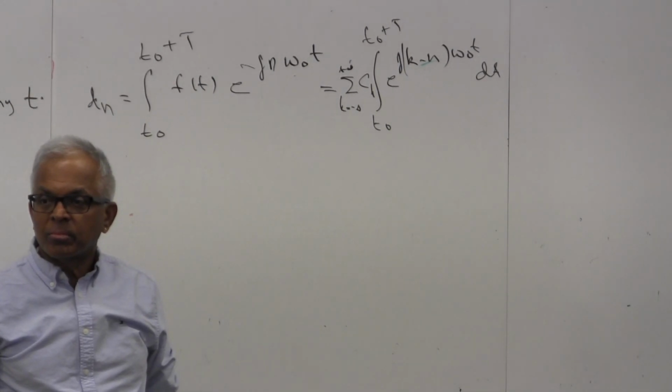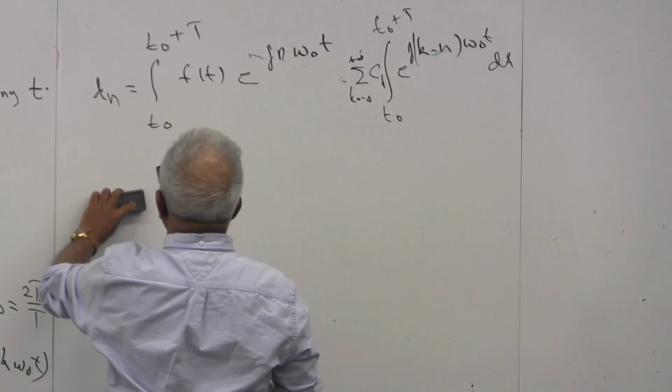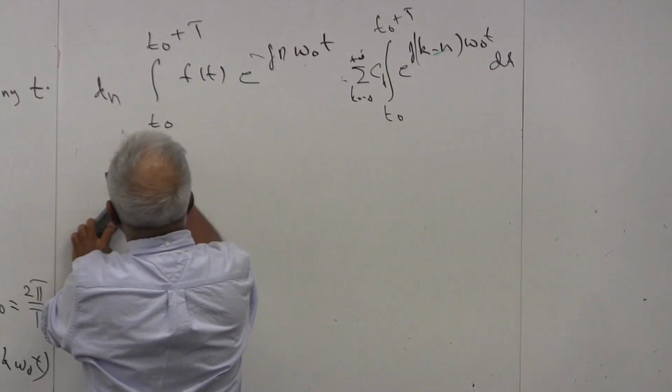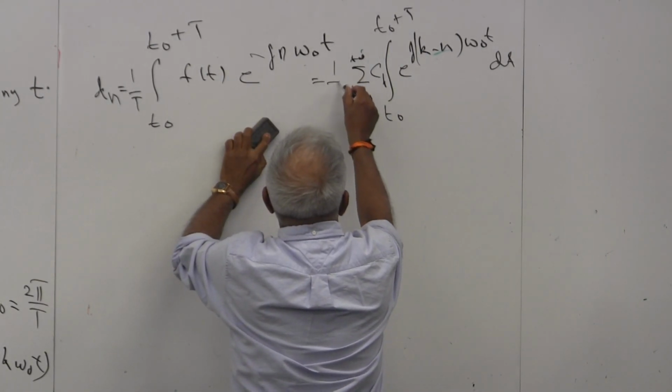Why do we not include 1 over T? Yeah, I mean, 1 over T is there, right? Otherwise, we'll get T times that. But thank you, that's good.